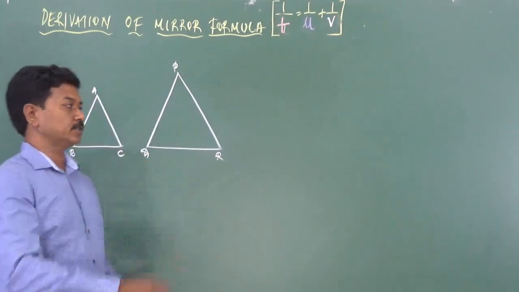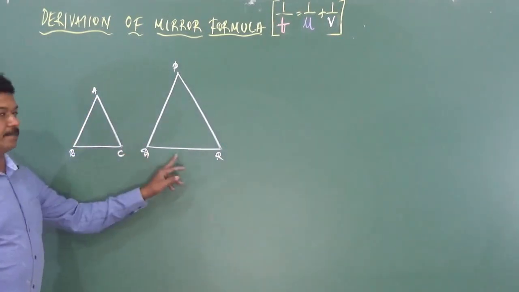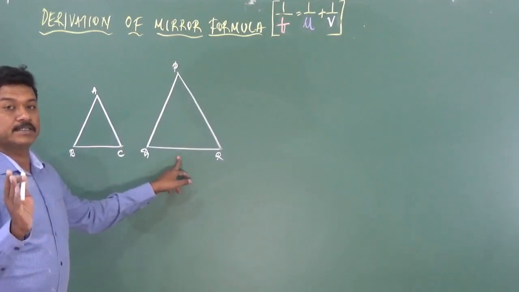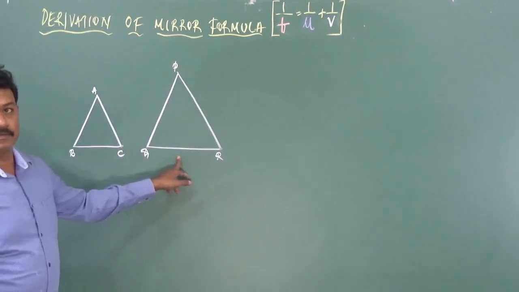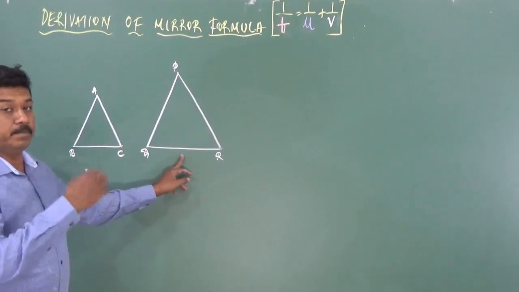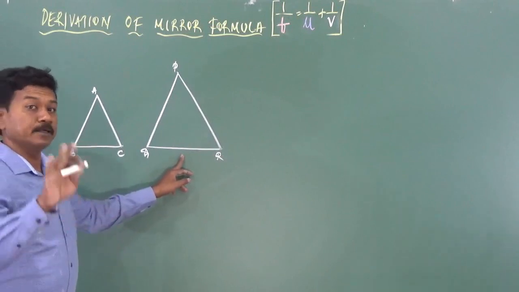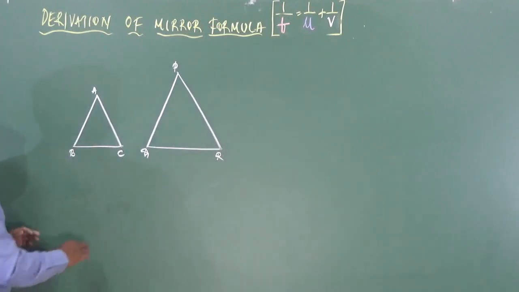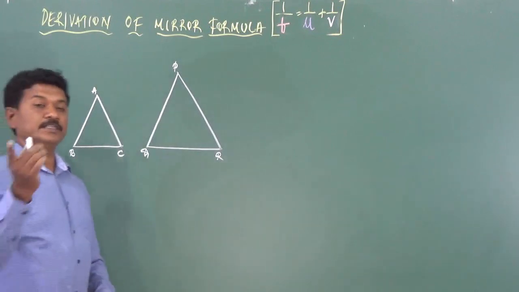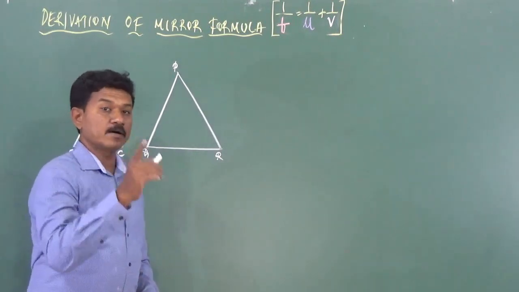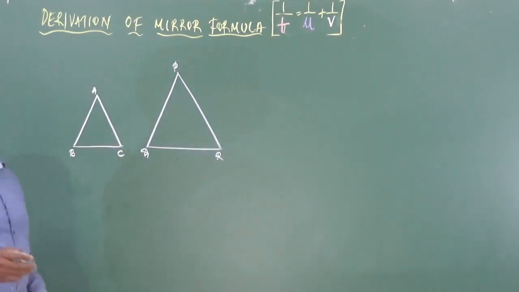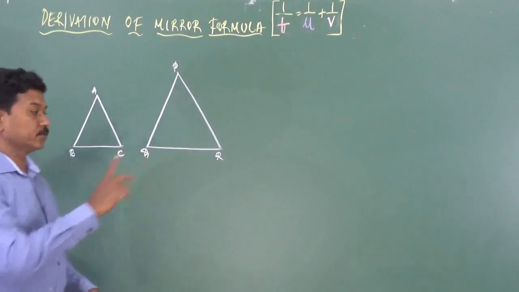So what makes them look similar? They have the same shape, no doubt in that, but their size varies. This appears small in size and this appears big in size, but they have the same shape. That's very important. So if two geometrical figures have the same shape but different sizes, they are similar figures, provided two conditions are met. Let us see what those conditions are.